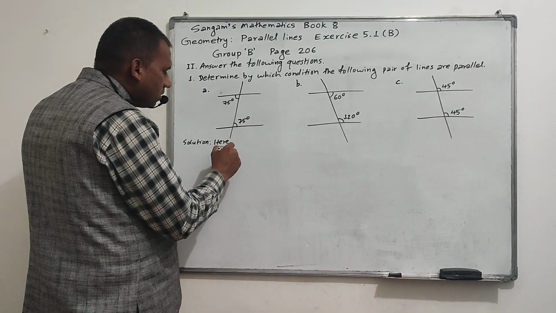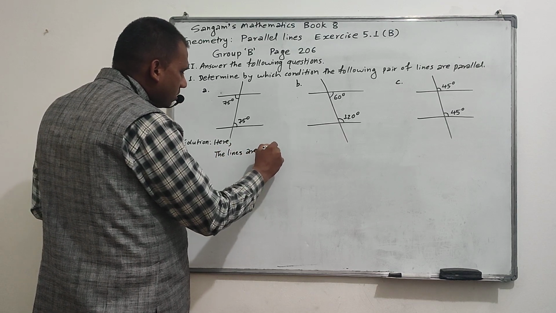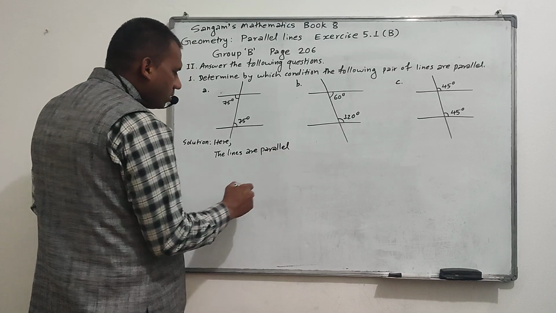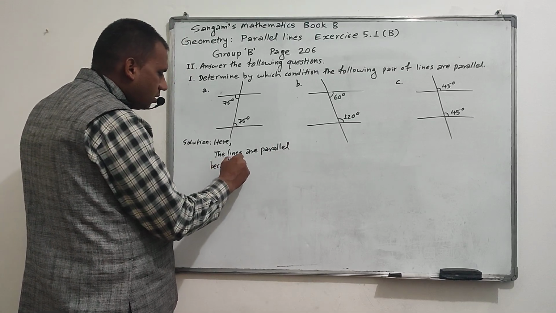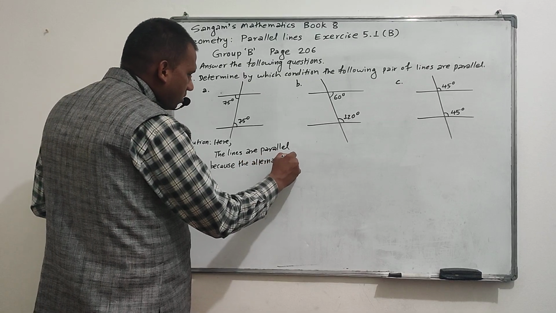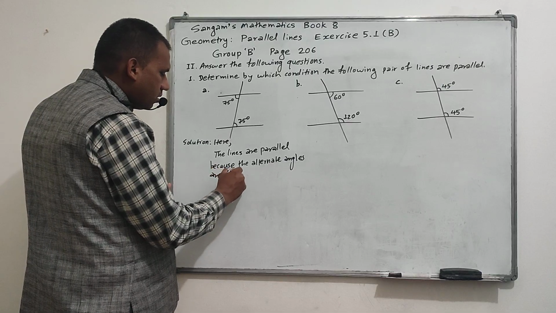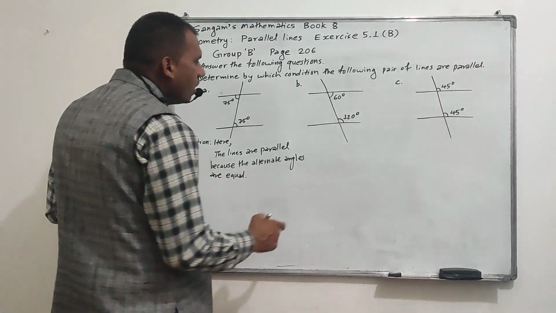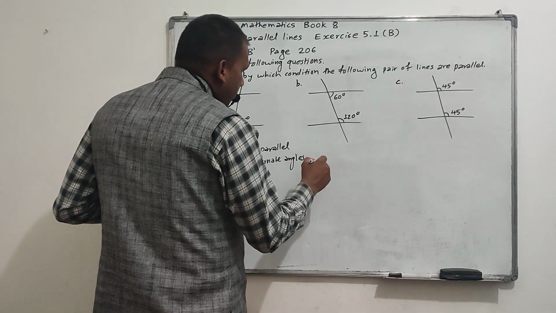Here the lines are parallel because the alternate angles are equal. Now for B, by which condition the lines are parallel?